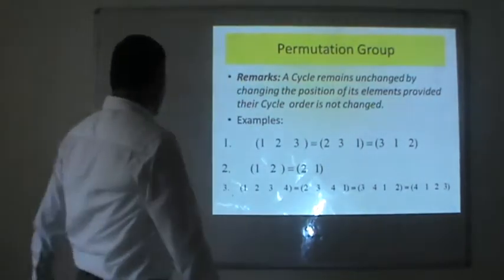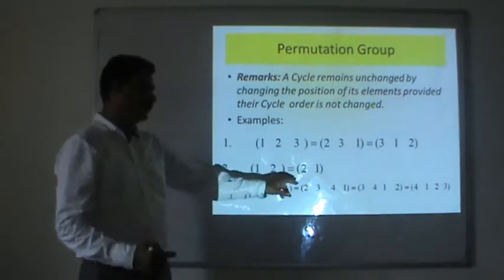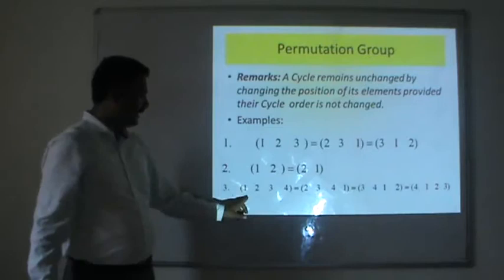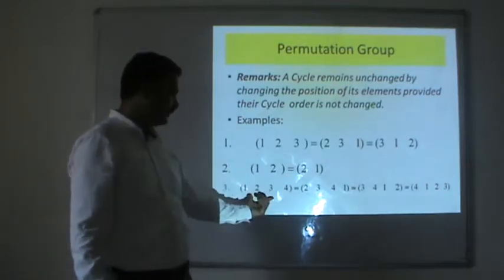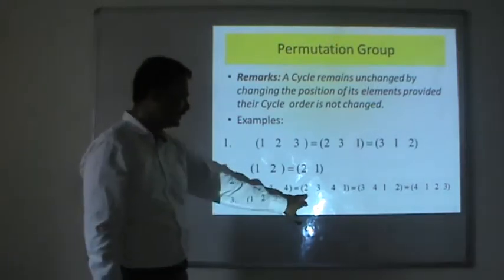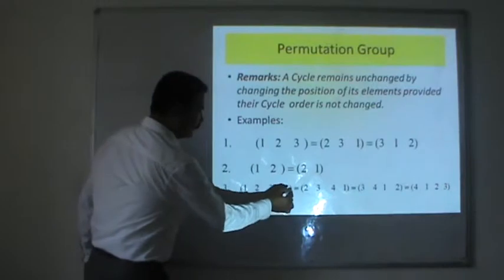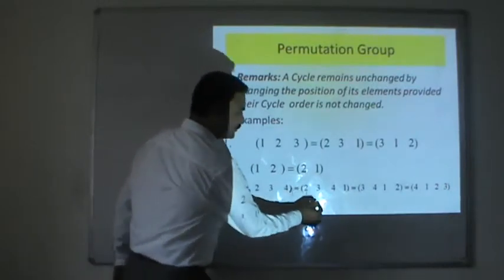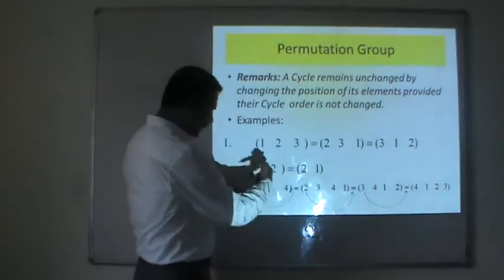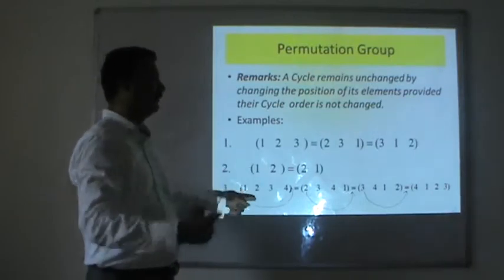Similarly, we have another cycle of length 2, which is (1, 2). And this (1, 2) can also be written as (2, 1). So here we write 1 goes behind 2. And (1, 2, 3, 4) is another cycle having length 4, and this cycle can also be represented as (2, 3, 4, 1), because this 1 goes behind 4. Further, 2 goes behind 1, and 3 goes behind 2. So the order remains same. We change the position of elements, but the order remains same.